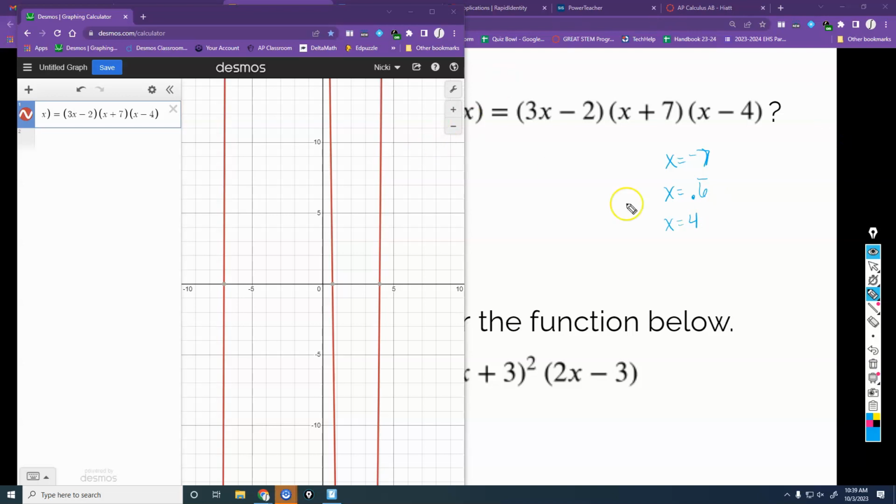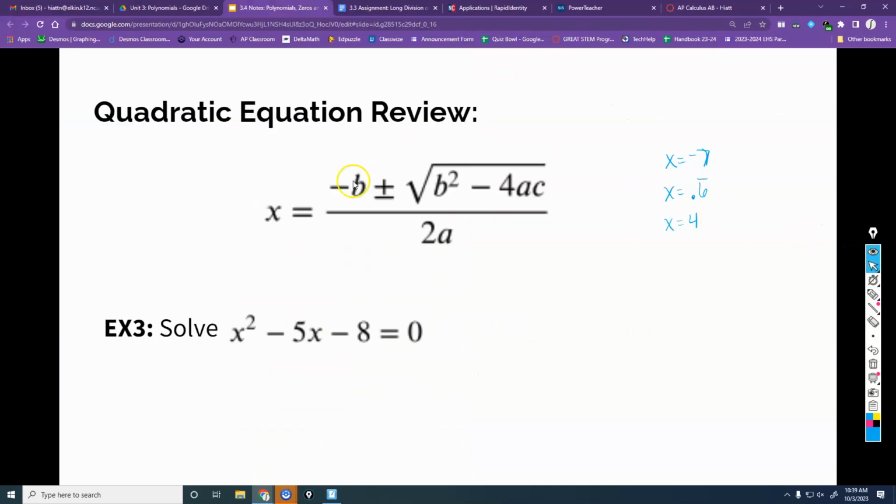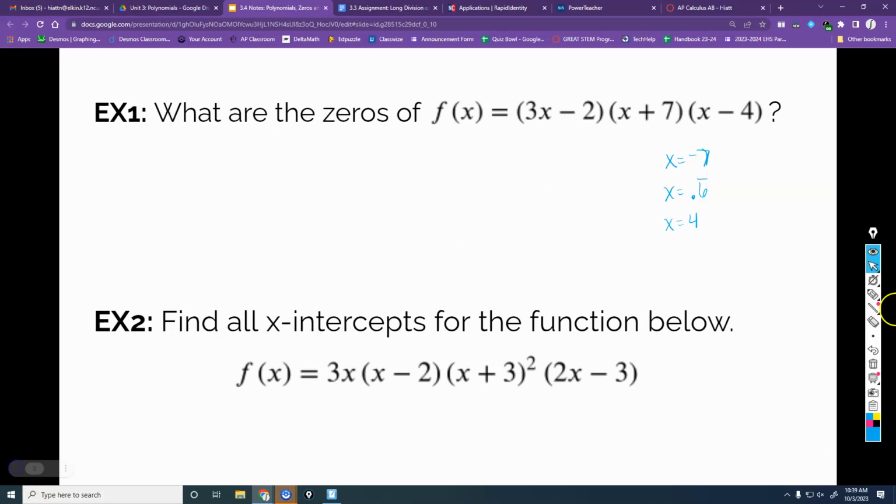Right? So Desmos works fine. If you want to do these problems that way, it works. You can also do these really quickly without having to graph them, because if one piece of this is 0, it makes the whole thing 0, right? So you could say 3x minus 2 equals 0. If I add 2 to both sides, I get 3x equals 2. So divide by 3, x equals 2/3. X equals 2/3 is the same thing as 0.6 repeating, right?